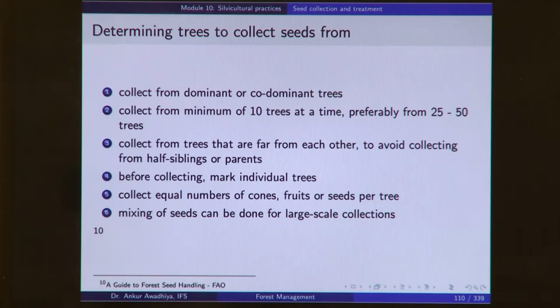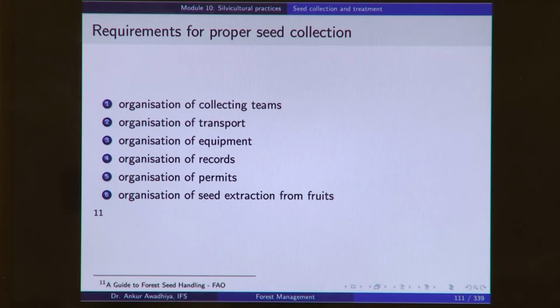Collect an equal number of cones, fruits, or seeds per tree. Mixing of trees is used for large scale collections. Now, for a proper seed collection, you need to organize collecting teams, transportation, equipment, records, permits, and seed extraction, because as soon as you collect these seeds, they have to be processed.